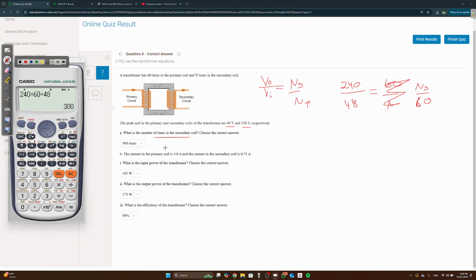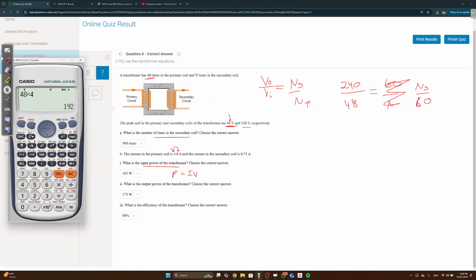The current in the primary coil is 4 amperes, and the current in the secondary coil is 0.72 amperes. What's the input power of the transformer? Okay, how do you find power? Power is equal to IV. So the voltage is 60, so the voltage is not 60. The voltage is 48, and the current is 4. If I do 48 times 4, it should be 192.